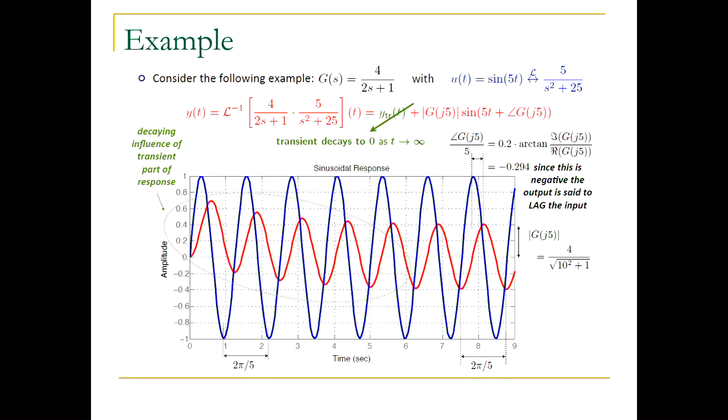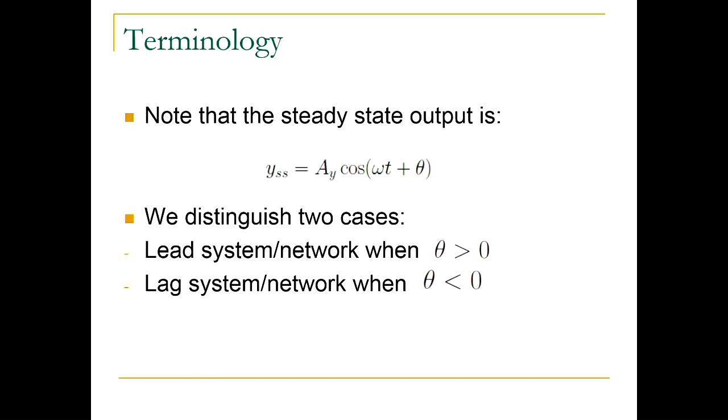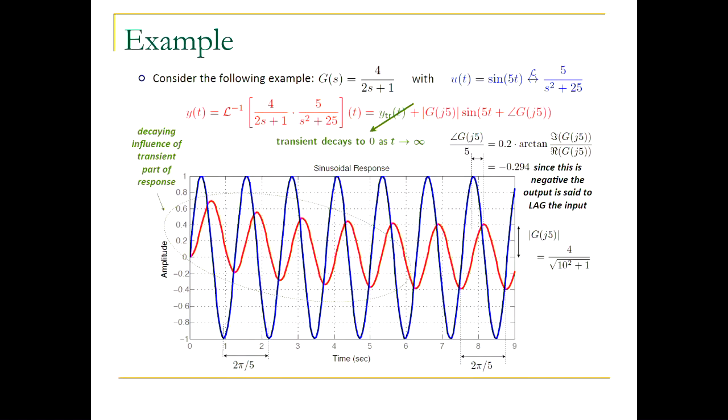So what is this norm of G at J5? I will go back here. That will give you exactly this term. And the phase of G at J5 is exactly this term. So we learned now how to calculate this mathematically. If I give you a transfer function, and I ask you what the gain of the system is at that frequency and what the phase is at that frequency, you can mathematically calculate them from the transfer function and the frequency of the input signal, using these formulas.